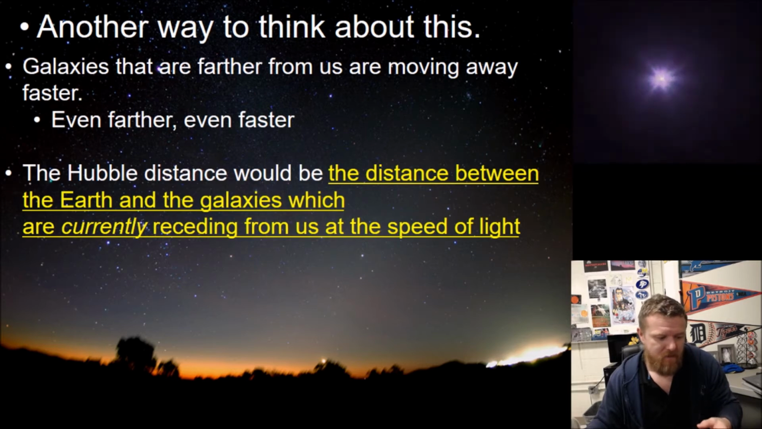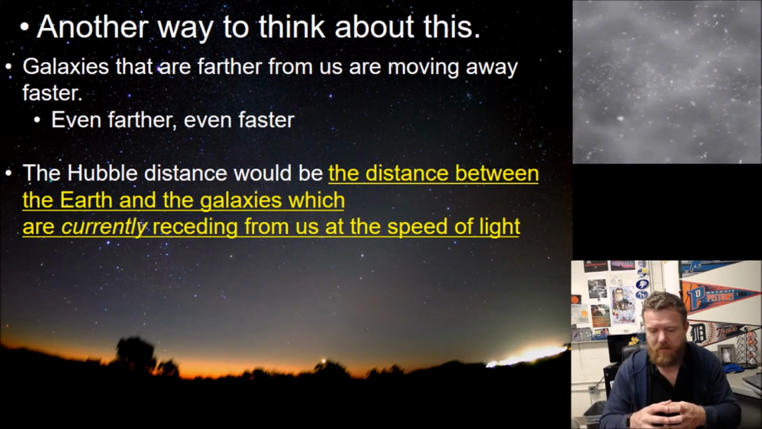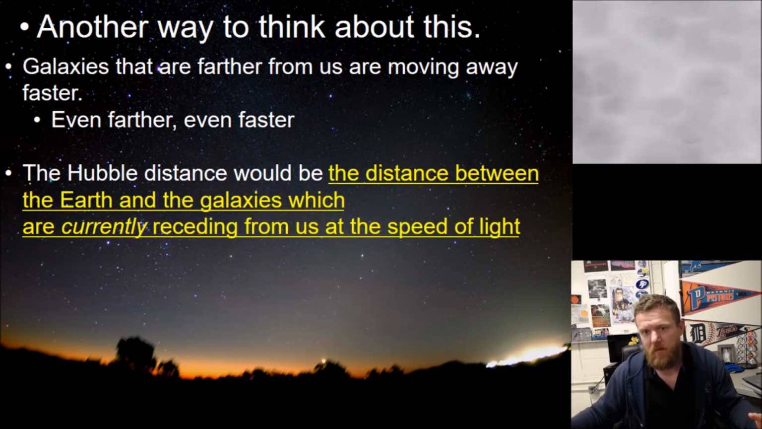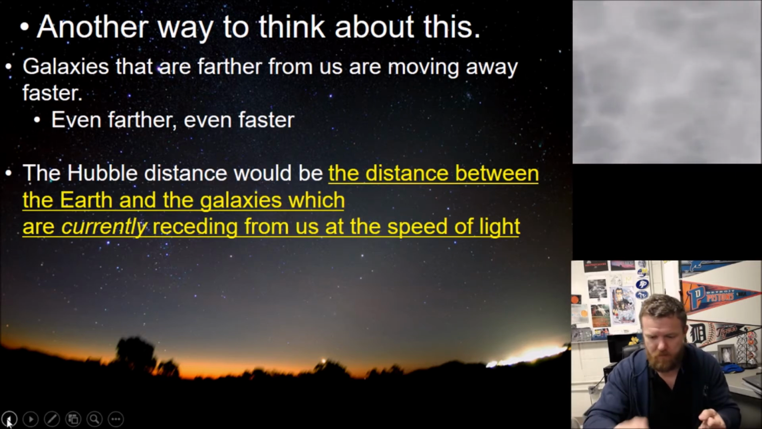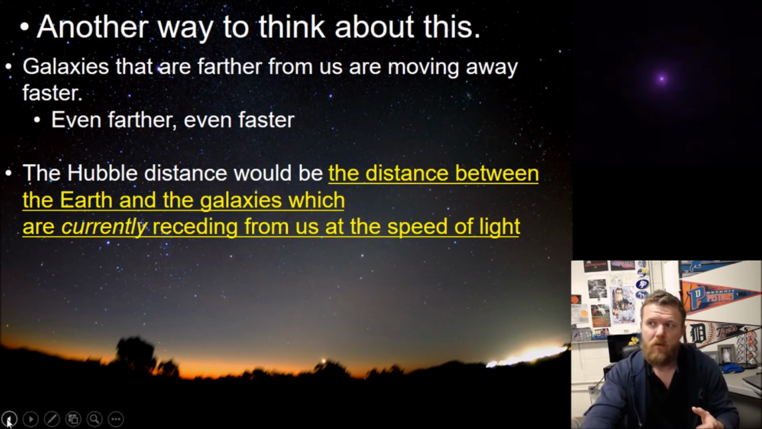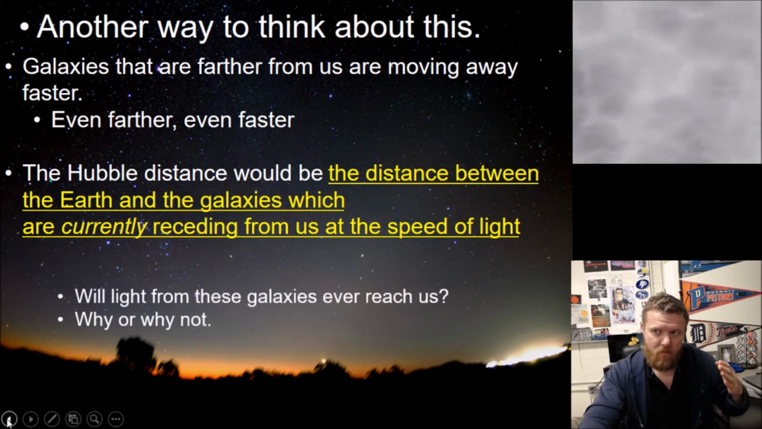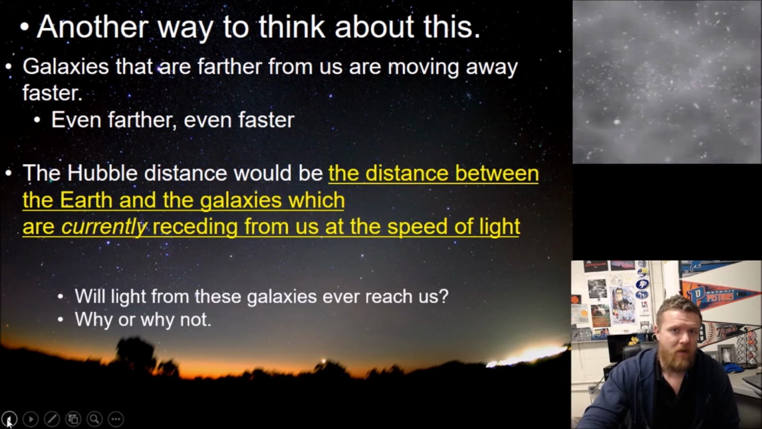Doesn't mean that that galaxy is traveling at the speed of light, but it means that the distance between us and that galaxy is increasing at the speed of light. And now to break your brains just completely in half. Will light from those galaxies receding at us at the speed of light ever reach us? Why or why not?